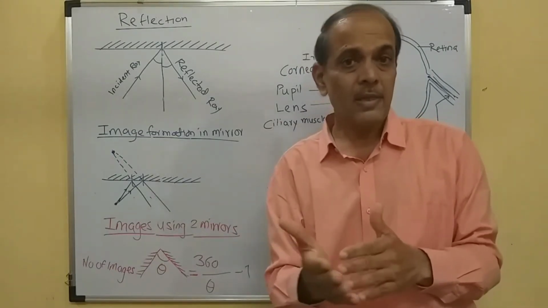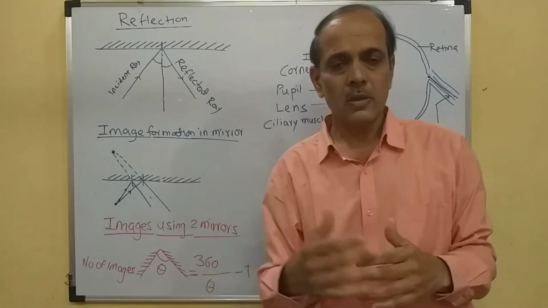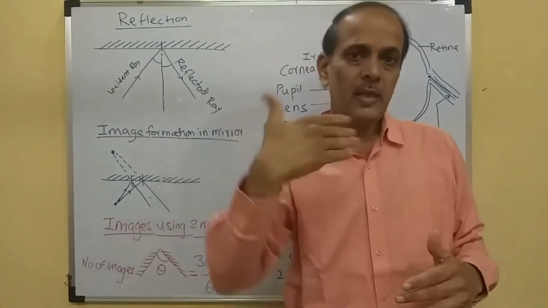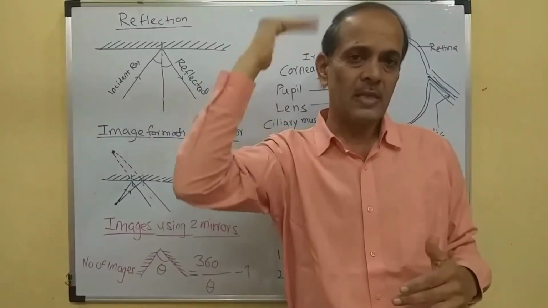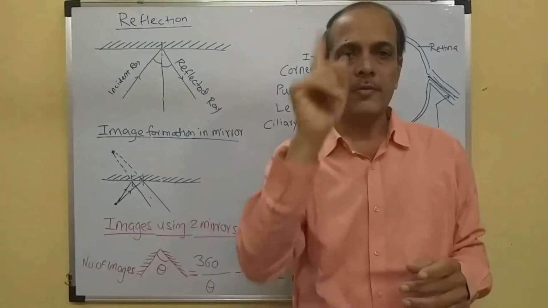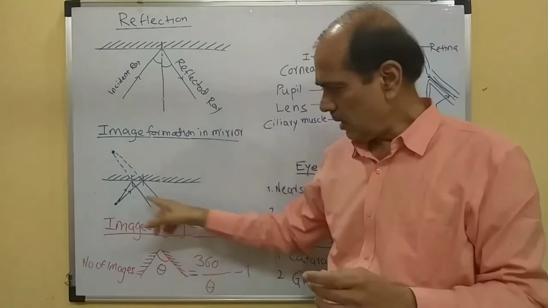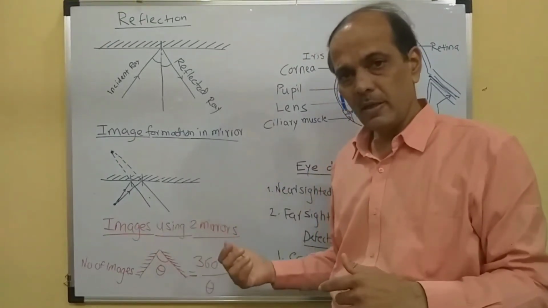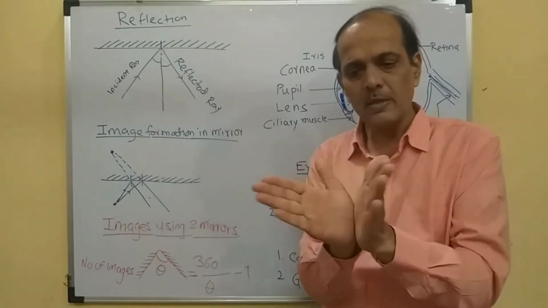Perhaps you might have seen this sitting in salons, where there are two mirrors, front and back, and you can see a chain of your face in the mirrors going into infinity. So that's the way you get the number of images when two mirrors change their angles.